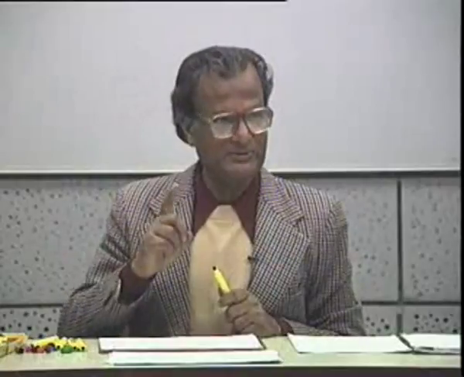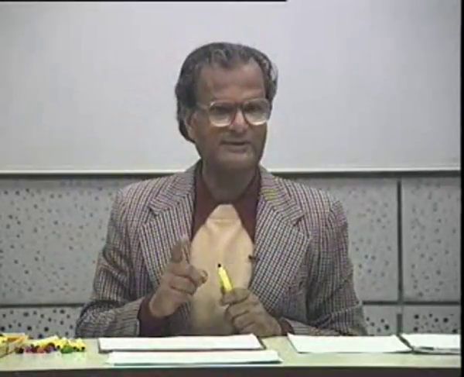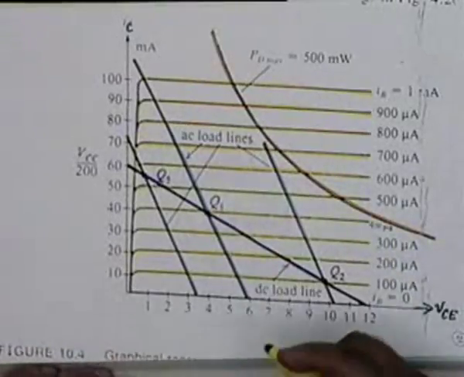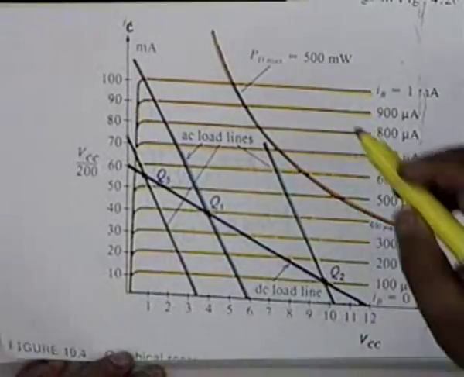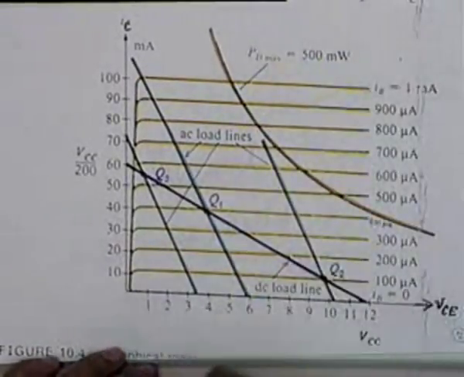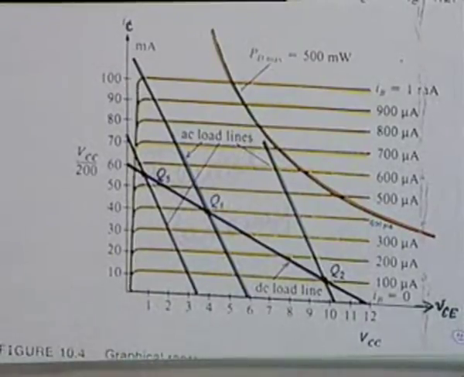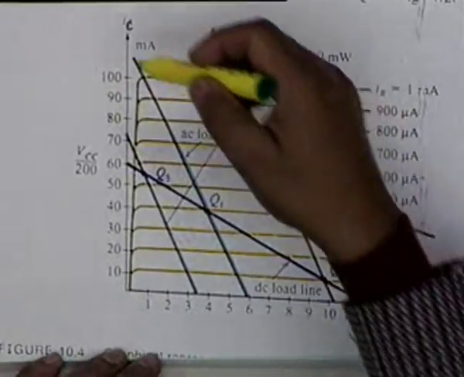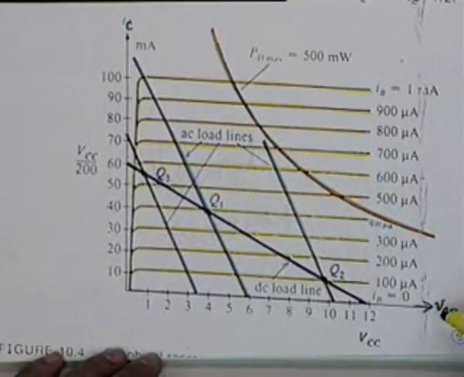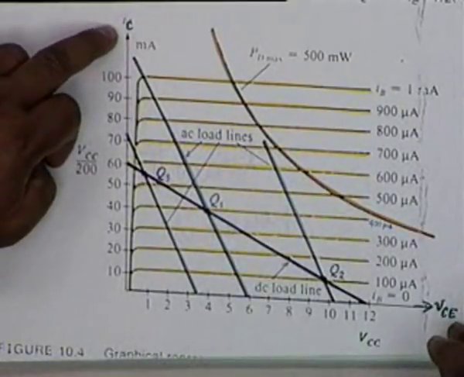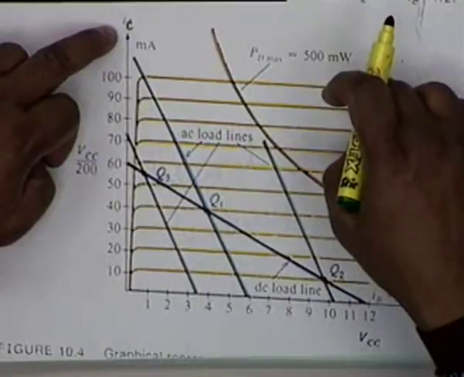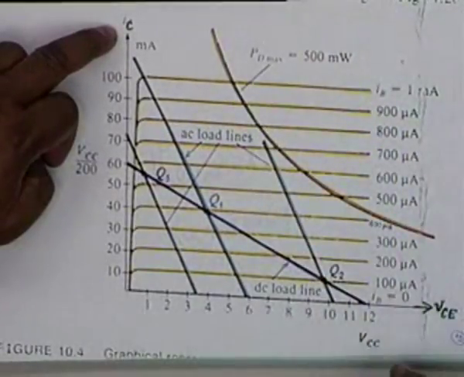This phenomenon is called thermal runaway. Therefore, all manufacturers say your VCE and IC must be such that the maximum power dissipation allowed is not exceeded, and for this transistor, which is a 2N222 transistor, the PD max is 500 milliwatt. This is specified by the manufacturer. Therefore, you draw a curve on IC versus VCE such that the product IC times VCE is 500 milliwatt. Obviously, this would be a hyperbola.